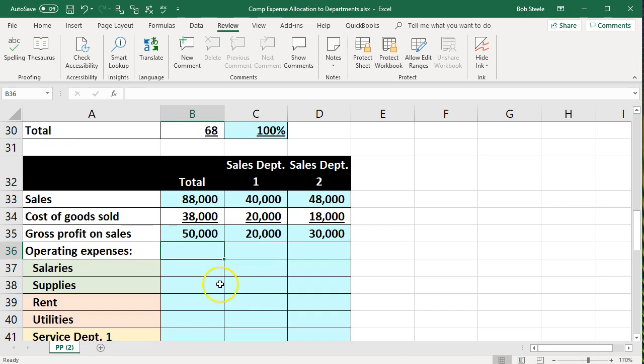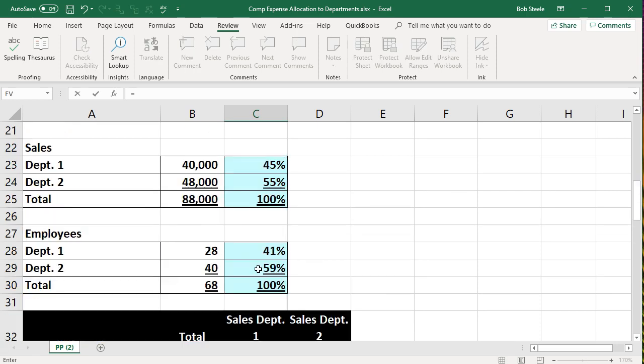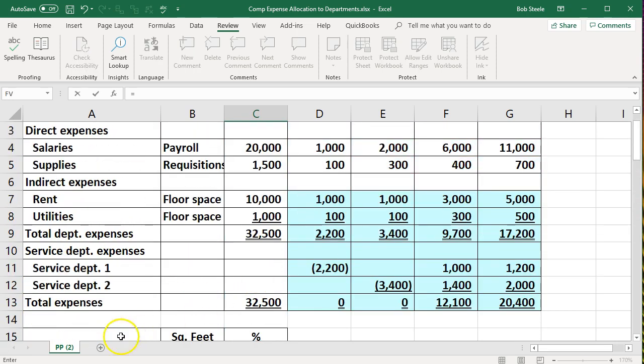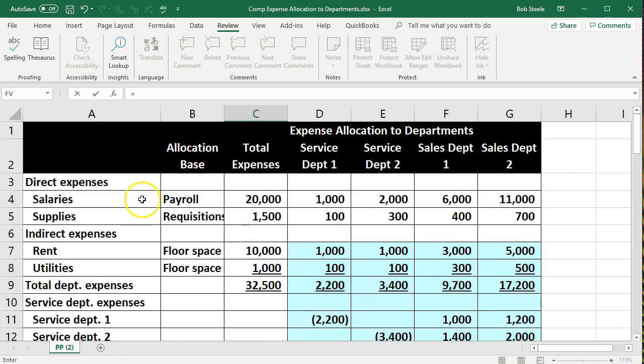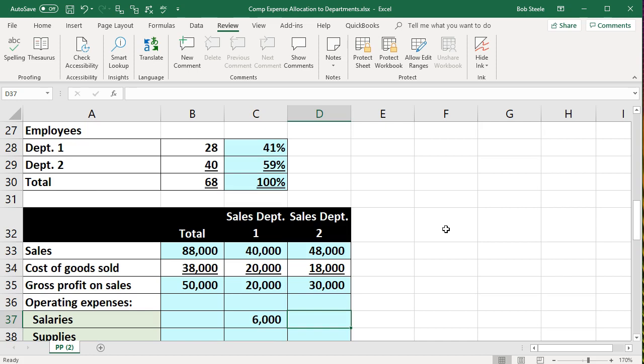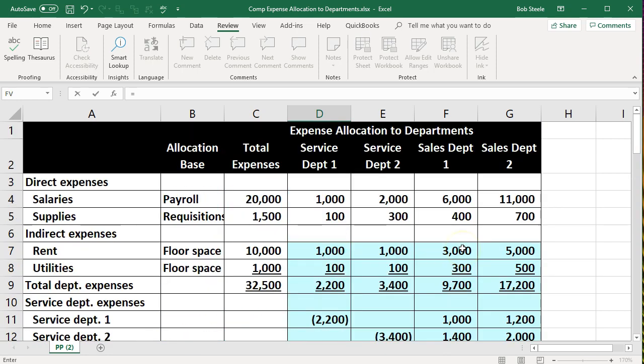Okay, so then we have the operating expenses. We've got the salaries. We're going to go for department 1. So the sales department for the salaries is going to be the 6,000. And again, we're looking at the sales department, so it's going to be the 6,000. And then we're going to go to the sales department 2 equals, and if we scroll up, that's going to be the 11.